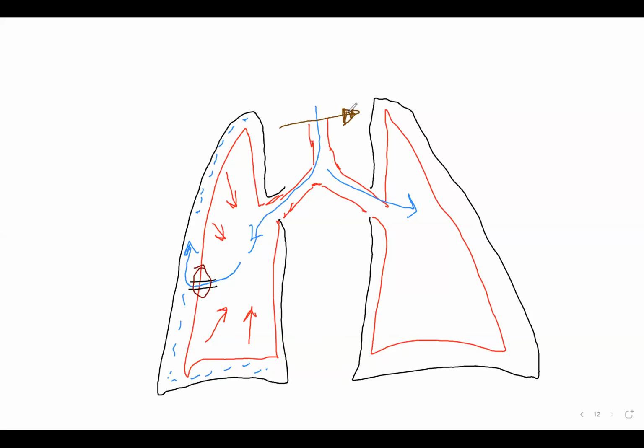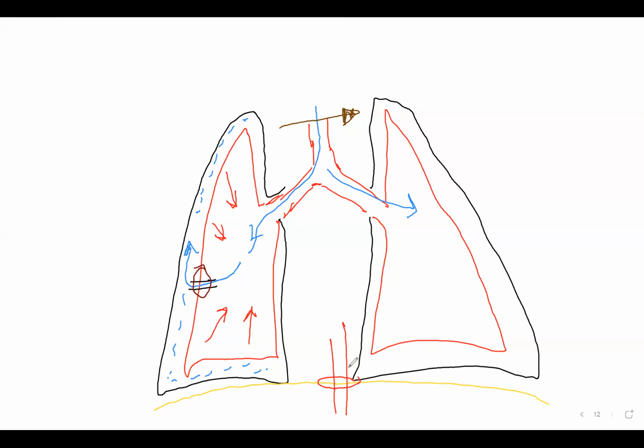Okay? Now, if you remember, in the diaphragm here, there are openings through which structures communicate between the thorax and the abdomen. One of the structures is the inferior vena cava. It has the inferior vena cava opening.